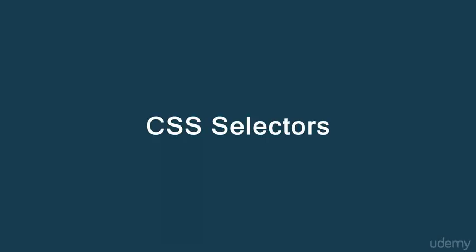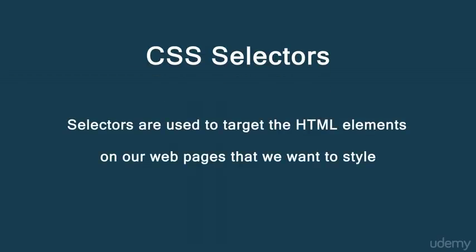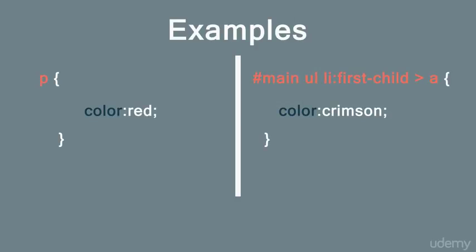Selectors are one of the most important and powerful parts of CSS. They allow us to tell the browser which elements on the page we want to style. So you can think of selectors as patterns that allow us to target HTML elements and apply styles to them. They can be simple or really complex.